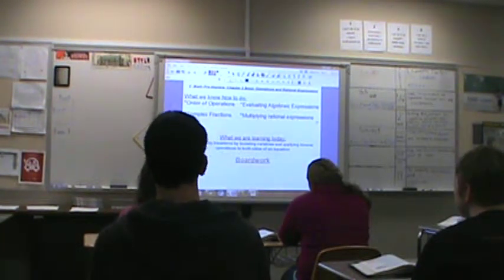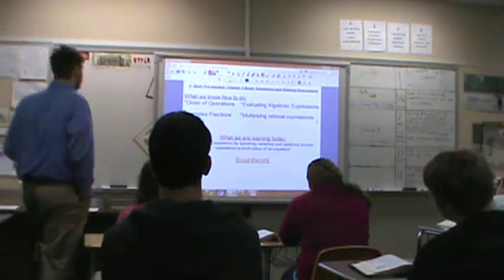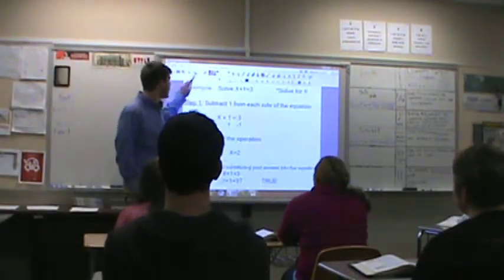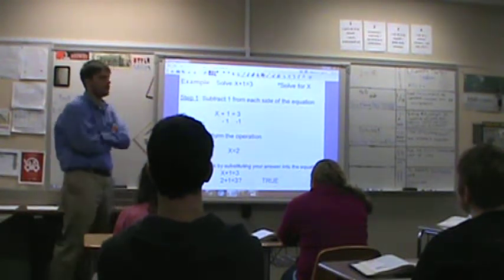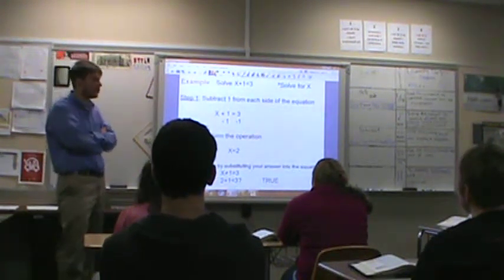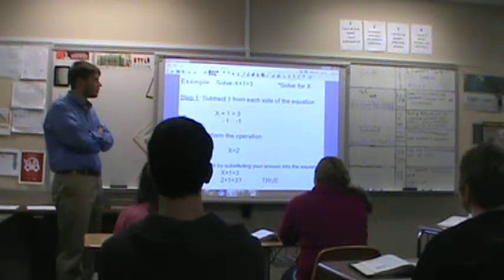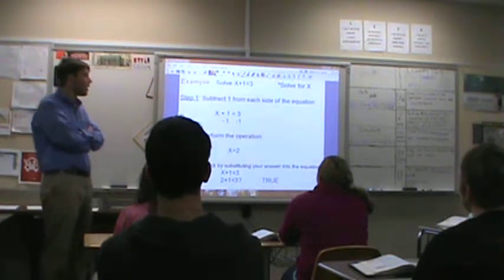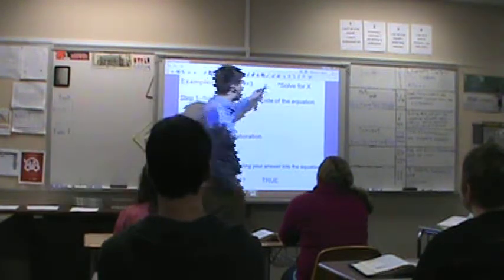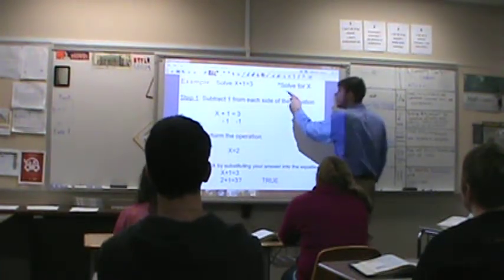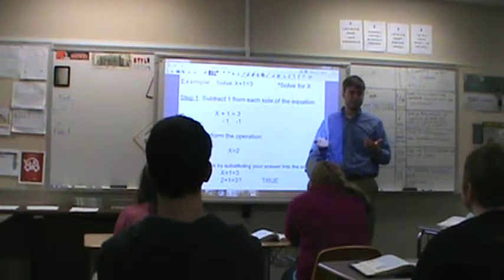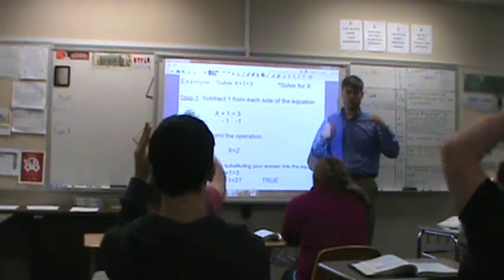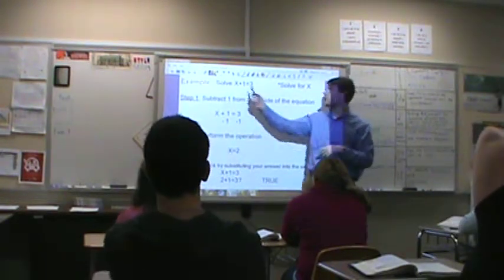Perfect. All right, so our first example. Can someone tell me what this says? Read it for me, Maddie. So, x plus 1 equals 3. What's key here is we're going to solve for x. We want to know what x is equal to. What do we call x? Our variable. x is our variable.